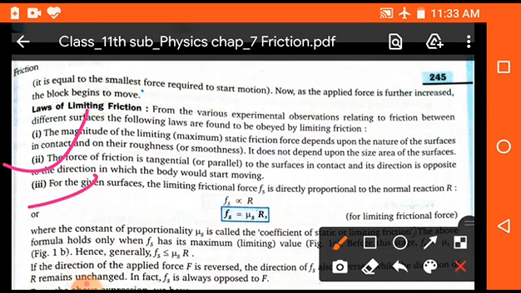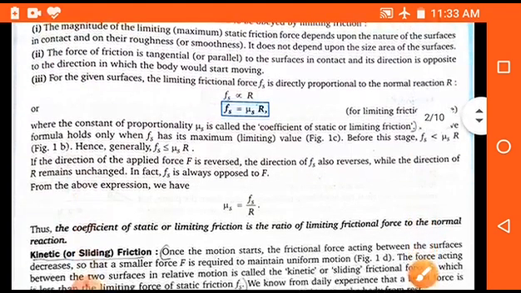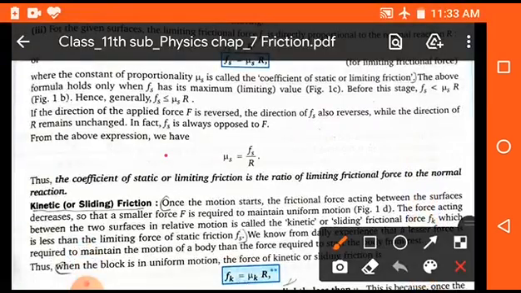The third one is the most important point, and in this point, for the given surface, the limiting frictional force Fs is directly proportional to the normal reaction force. That means we can say that frictional force is directly proportional to the normal reaction force, and here μs is a constant known as the coefficient of friction. So we can also define the coefficient of friction like this. The coefficient of static or limiting friction is the ratio of limiting frictional force to the normal reaction.